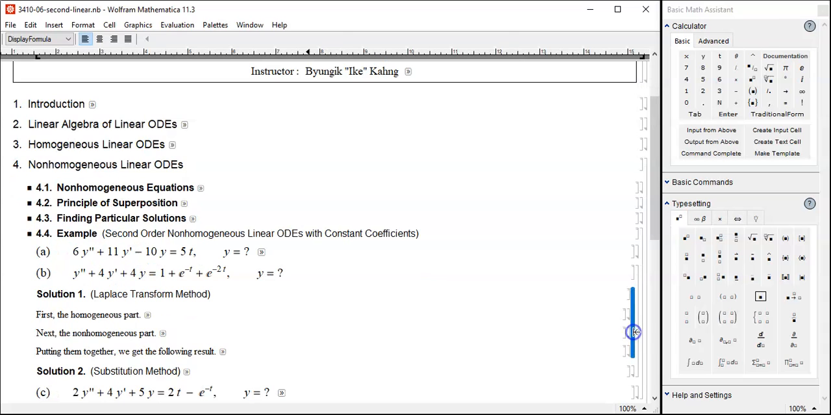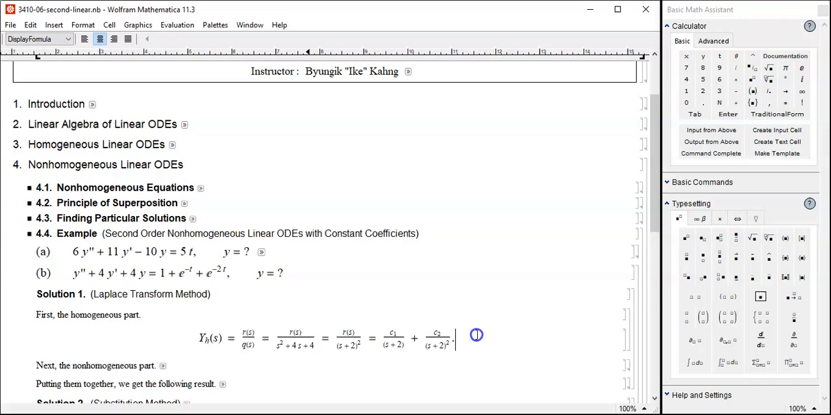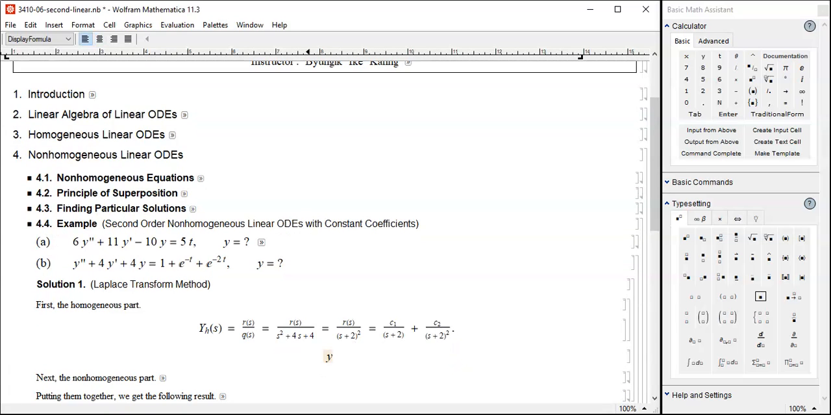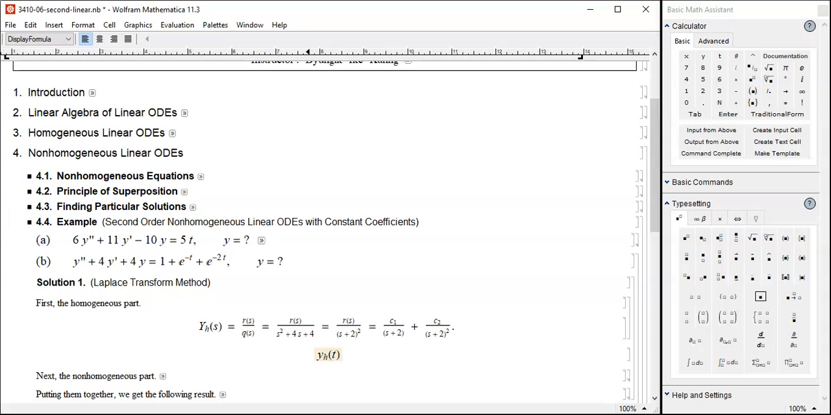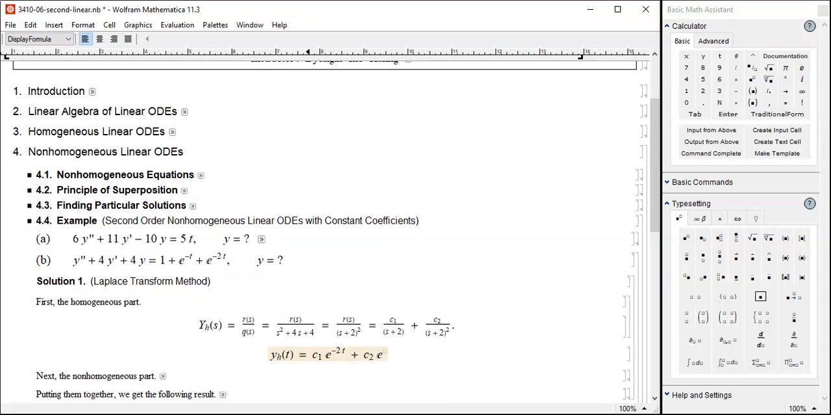We have to do the homogeneous part first, and the homogeneous part, as usual, let me go really quickly. We have R over S and then factor the denominator and decompose by partial fraction. And then what do we have? We take the Laplace inversion. What do you get? YH of t is, from here, we get C1 e to the negative 2t, C2 exponential of negative 2t, but we need another t here.